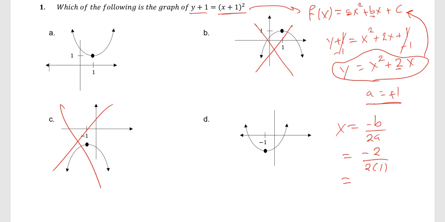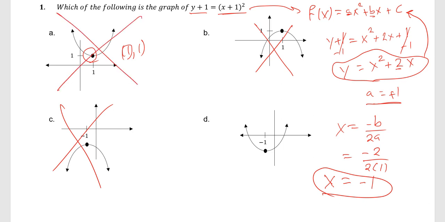So minus 2 over 2 is minus 1. So the x value of the vertex is located at x equals minus 1. For choice A, the vertex is at 1 and 1. The x value of the vertex is 1, not minus 1, so choice A is not what we want. Choice D, the x value of the vertex is at minus 1. So choice D is the answer.